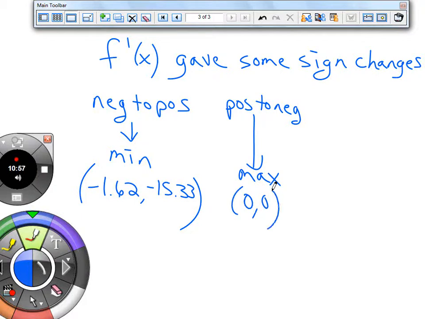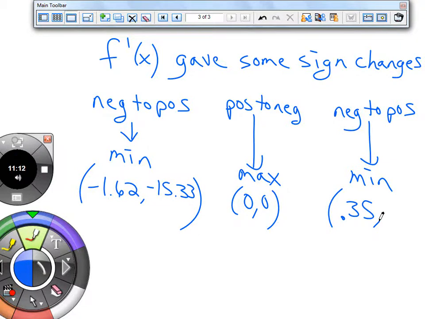And then we noticed we had a sign change. We went from negative to positive, and whenever it goes from negative to positive, that's a min, and that was at 0.35, comma, negative, and I had it rounded. It turned out to be like 0.09 something, so it was negative 0.10. Okay, so those are the first derivatives.